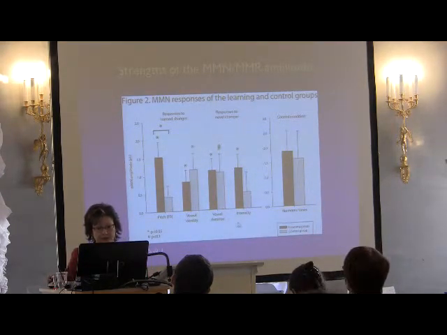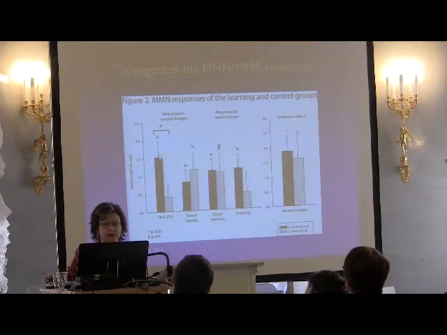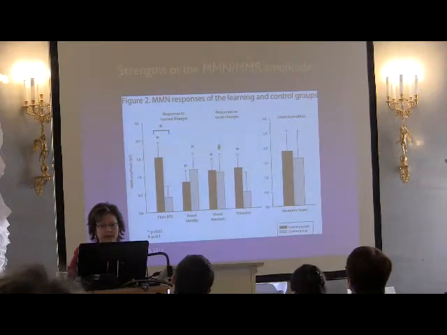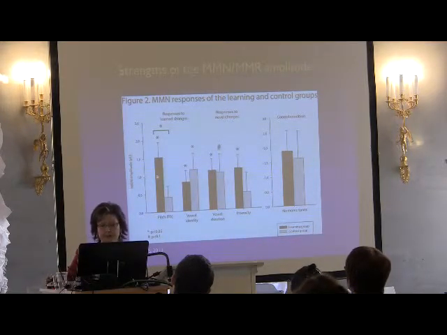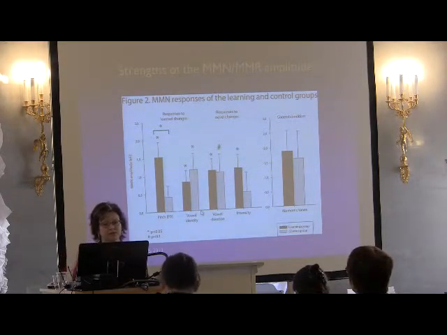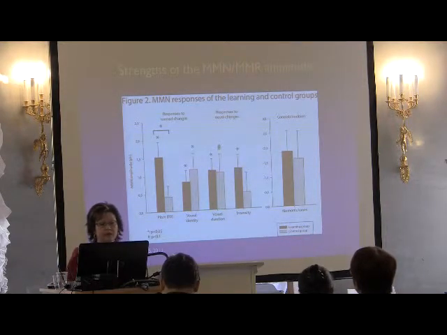I will now start here with these vowel identity and vowel duration changes. These here represent the strength of the mismatch response. So the larger the bar, the stronger the mismatch response, and the better the brain discriminates the sounds. This is the basic idea. And the black bar is representing the activity from the learning group, and the gray bar from the control group. And let's look at the vowel identity and vowel duration changes, activations which were elicited by these changes.